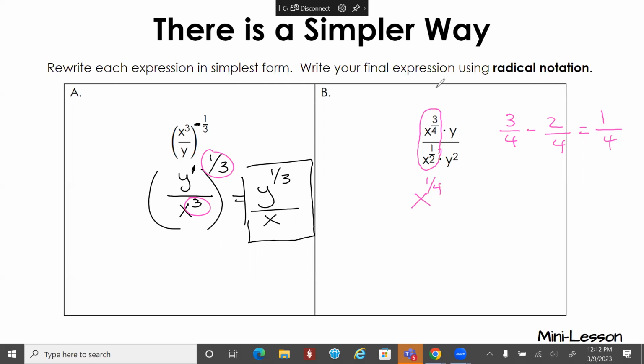Okay, now we're going to look at the y values. So we have 1 minus 2. What is that going to give me? Negative 1. Okay, so that means I'm going to have a y to the negative first. Most of the time, your answer choices are not going to have a negative exponent in the answer. So you're going to switch this to the bottom. And so that's going to give me x to the 1/4 over y to the first.